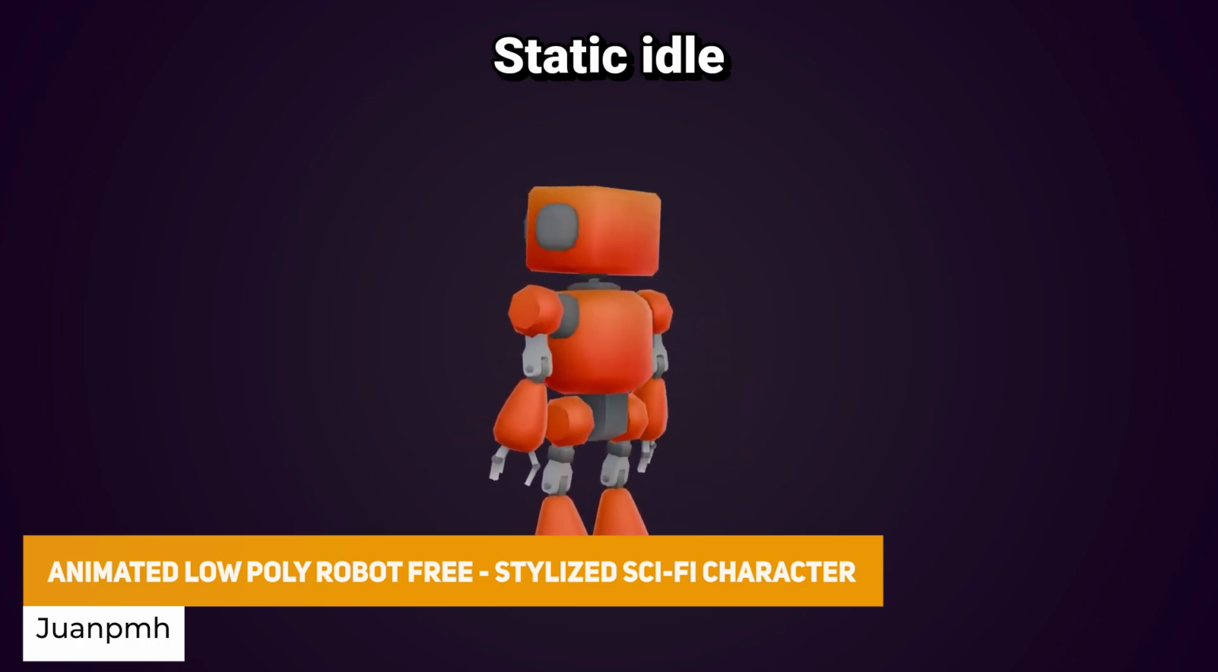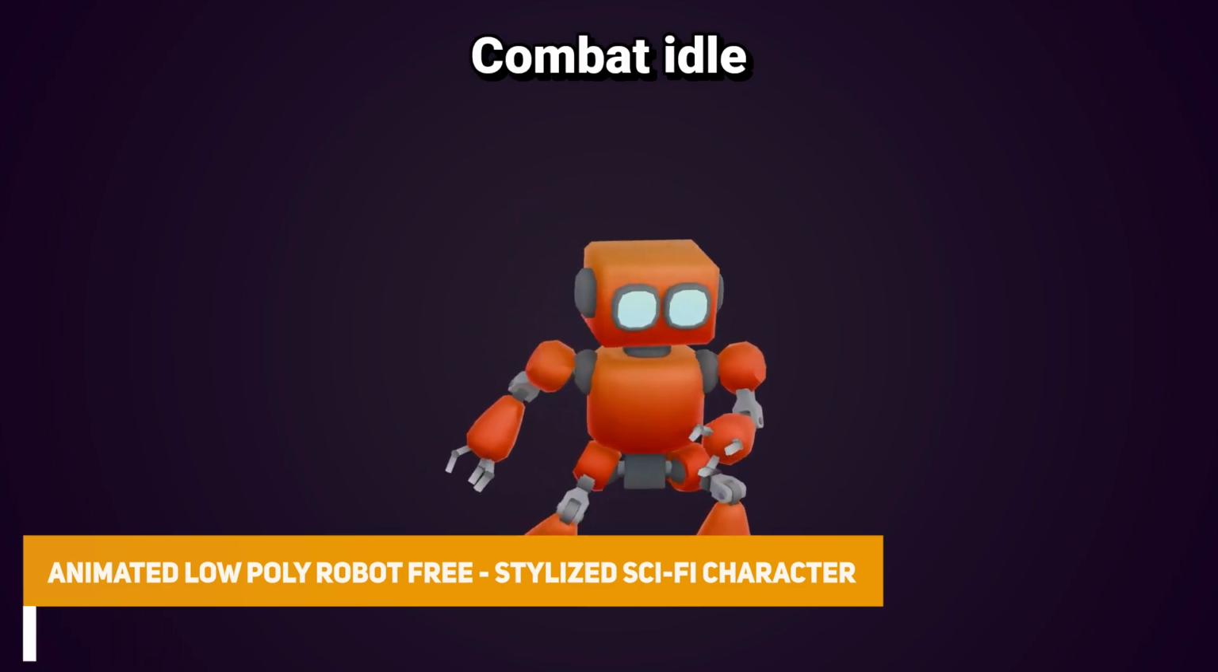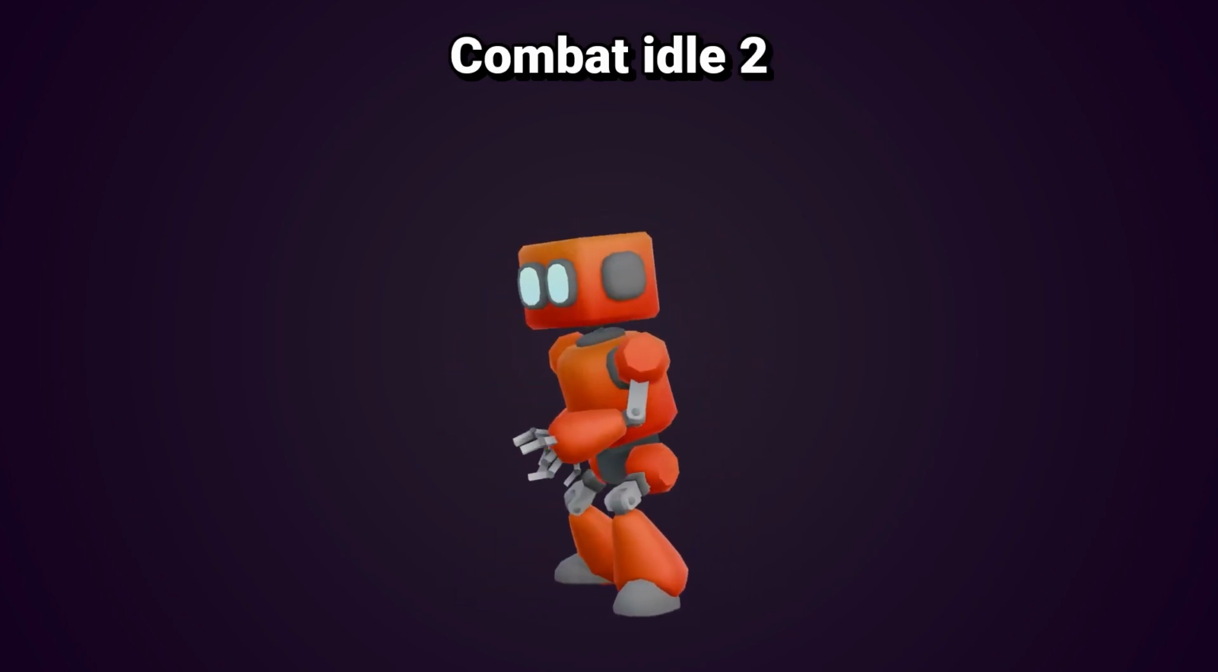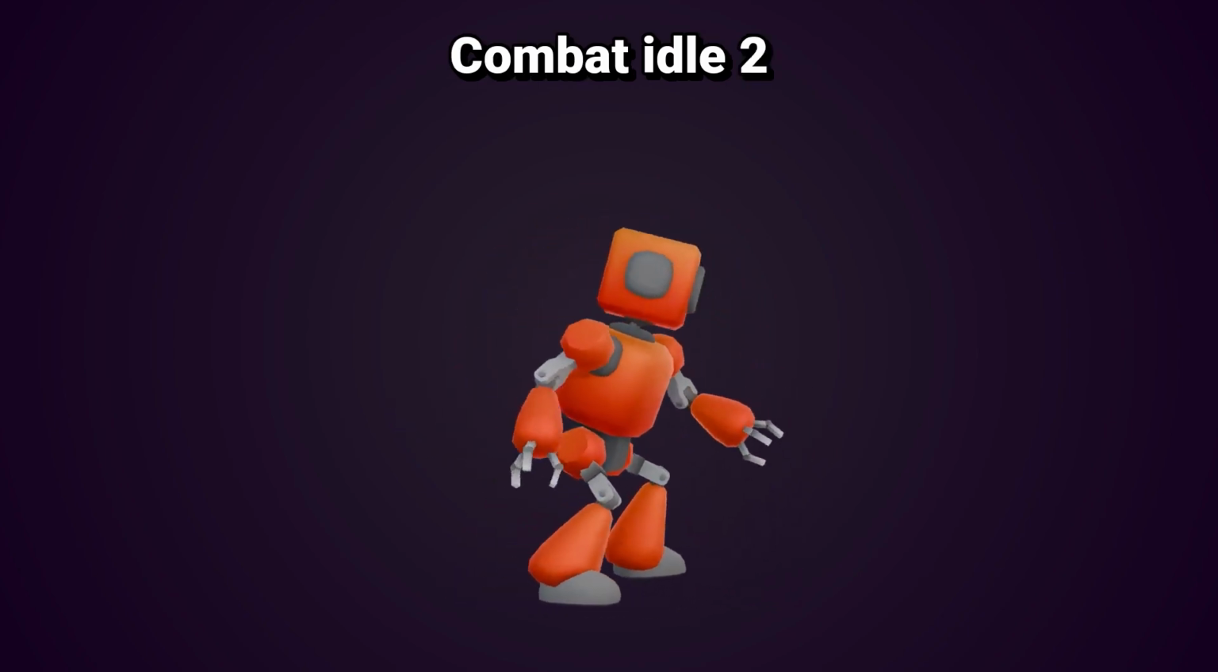We've got the Animated Low Poly Robot 3. So this little robot has 11 different animations, fully rigged and ready to go, with static idles, combats, walks, run, jump, landing, attack, getting damaged, and deaths.